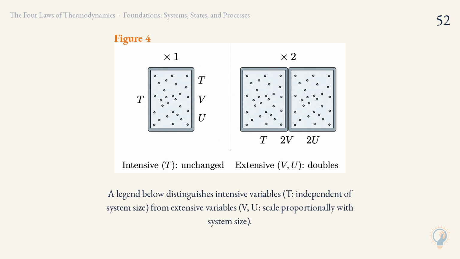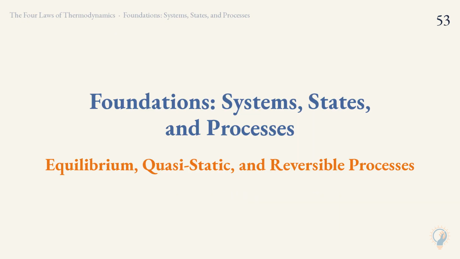A legend below distinguishes intensive variables, like T, which are independent of system size, from extensive variables such as V and U, which scale proportionally with system size. Equilibrium, quasi-static, and reversible processes.